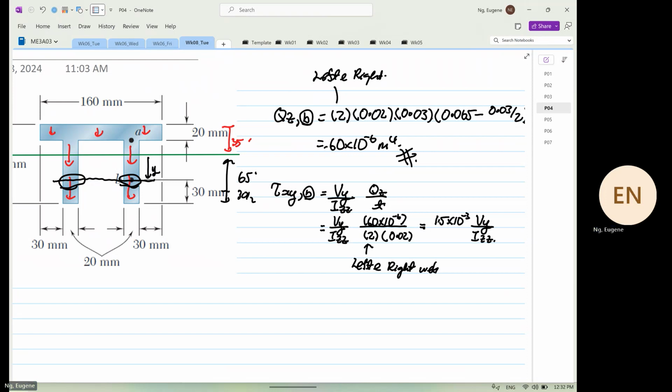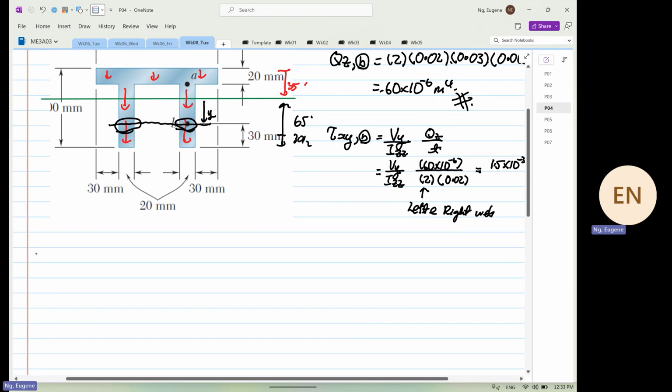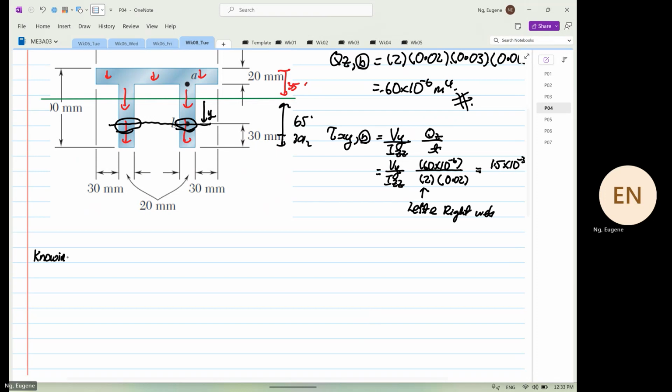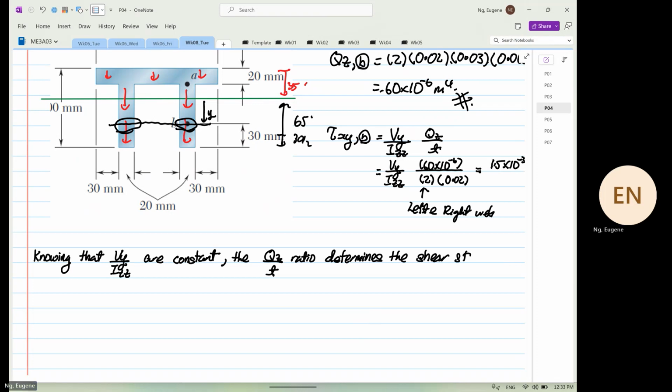Okay. Knowing that Vy over Izz is constant, from here we know that the Qz over t ratio determines the shear stress distribution magnitude. Okay.